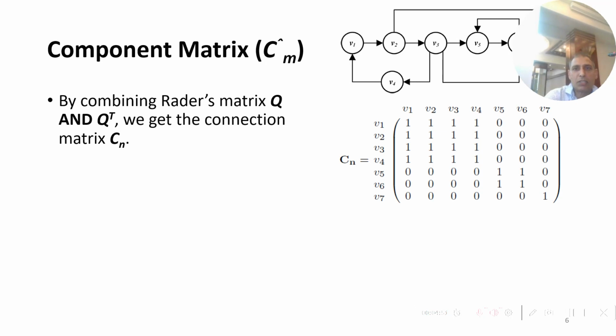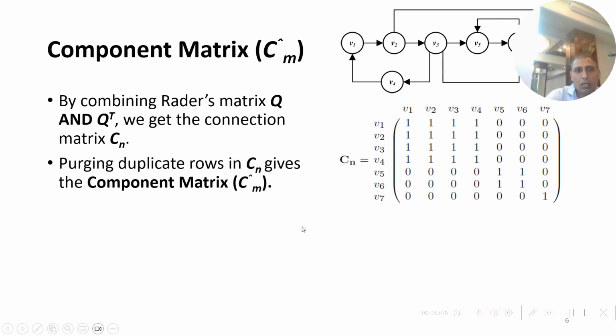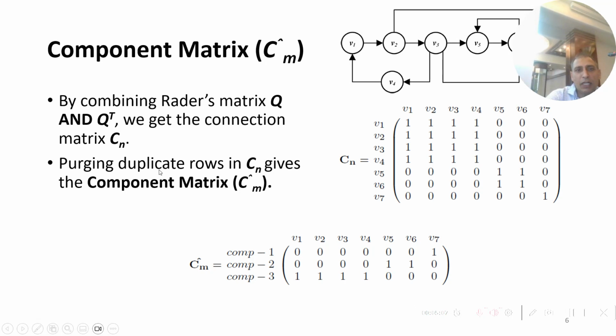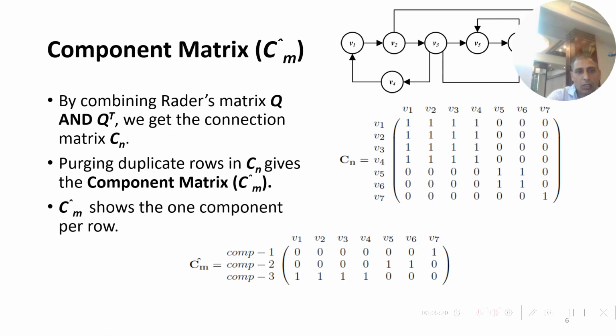Component matrix. By combining Radar's matrix Q and Q transpose, we get the connection matrix Cn. Purging duplicate rows in C gives the component matrix as this. So the component matrix shows one component per row: component 1, component 2, component 3, and so on.